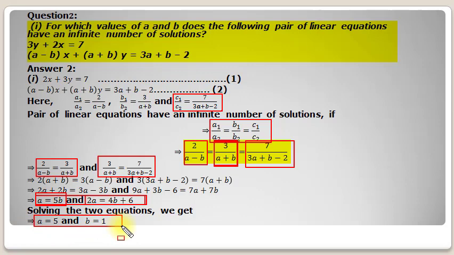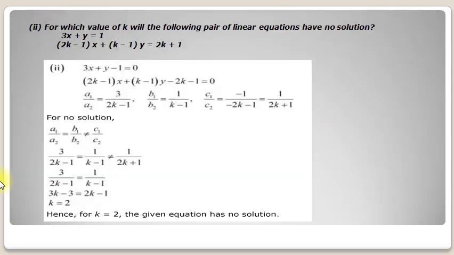Now come to the second part of this question. In the second part, they have asked: for which value of k will the following pair of linear equations have no solutions? A pair of linear equations is given to you, you can see there. And we have to find the value of k.